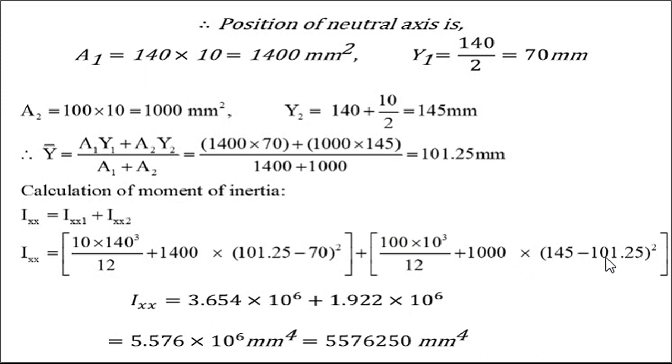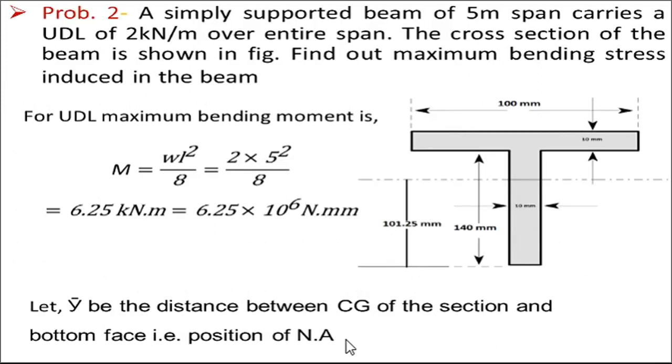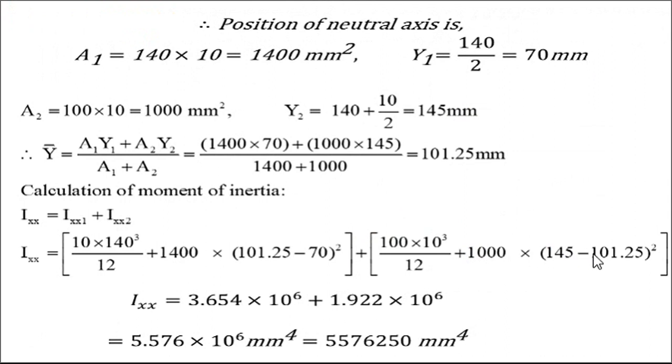So neutral axis position is 101, and the centroid from the bottom face we get is 145. You can see here the centroid of this flange. How to determine the centroid of this flange? First of all, 140 plus the thickness of this flange, which is 10, so half of 10 is 5. So 140 plus 5, 145, is the center of this flange. So that is a centroidal axis. That's why it is 145 minus 101.25.